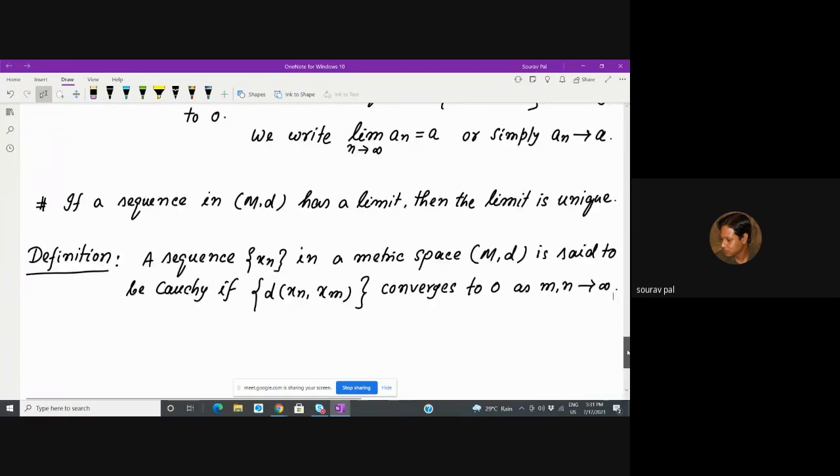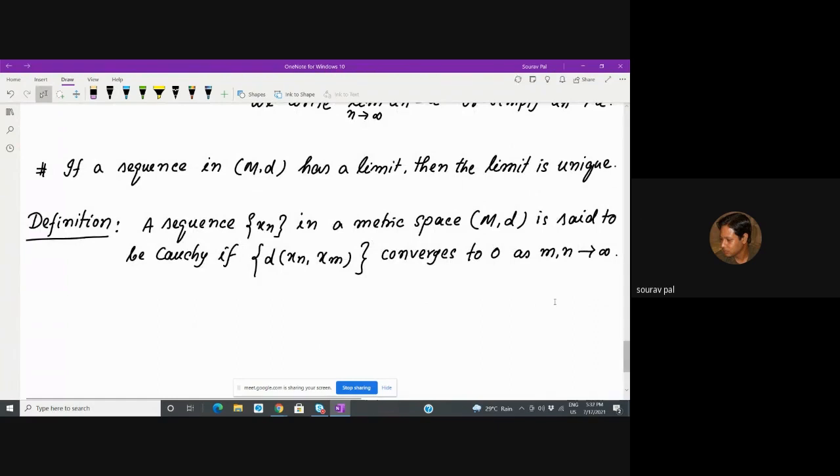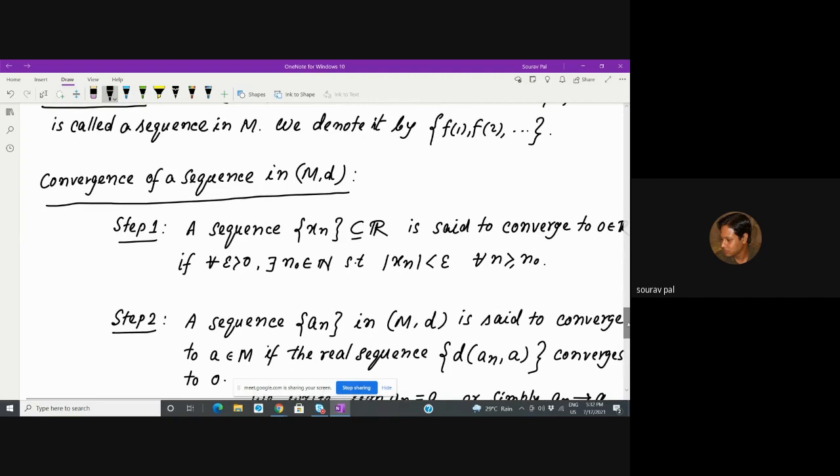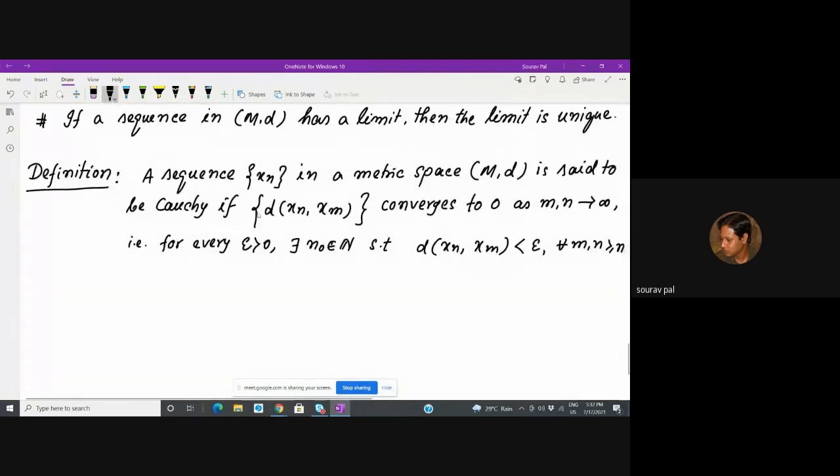So you can write it in terms of the definition that you know. How? That is, for every epsilon positive, you can find a natural number N such that this quantity d(x_n, x_m) is less than epsilon for all m, n at least N. So this is the definition of a Cauchy sequence in a metric space.